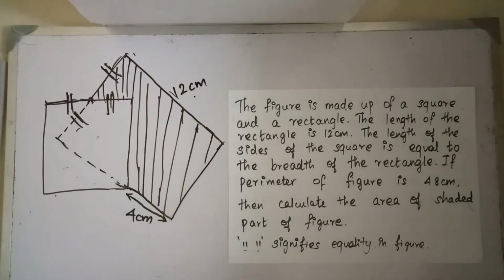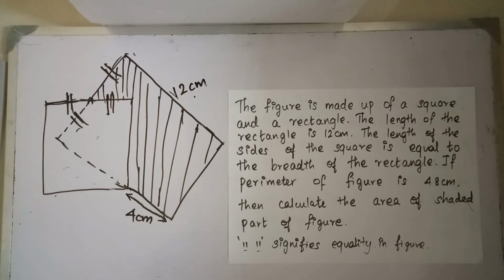This video will be doing a problem on geometry. So let's look at the question. The figure is made up of a square and a rectangle. The length of the rectangle is 12 cm. The length of the sides of the square is equal to the breadth of the rectangle. If the perimeter of the figure is 48 cm, calculate the area of the shaded part of the figure.